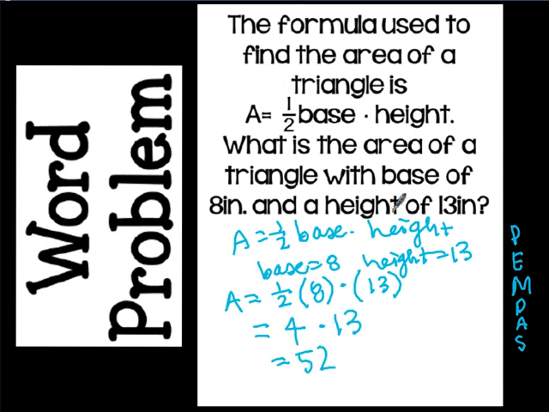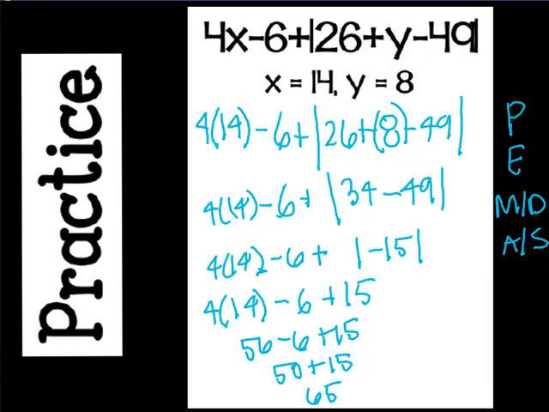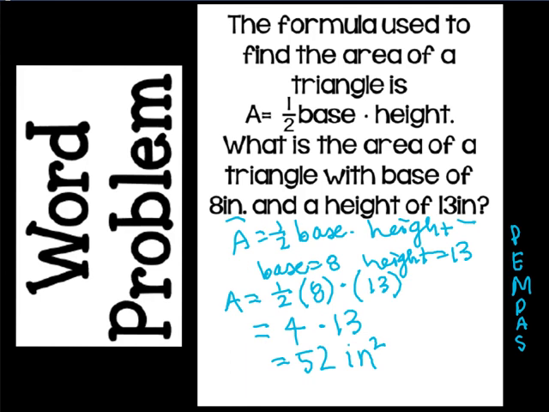However, this was a word problem, which means I am looking for units. And in this case, they used inches for their base and the height. So the area of the triangle is going to be inches. But because I multiplied inches times inches, that's kind of like multiplying x times x. And anything times itself is squared. So we'll work more with problems that look like this and this. But I wanted to expose you to this word problem.